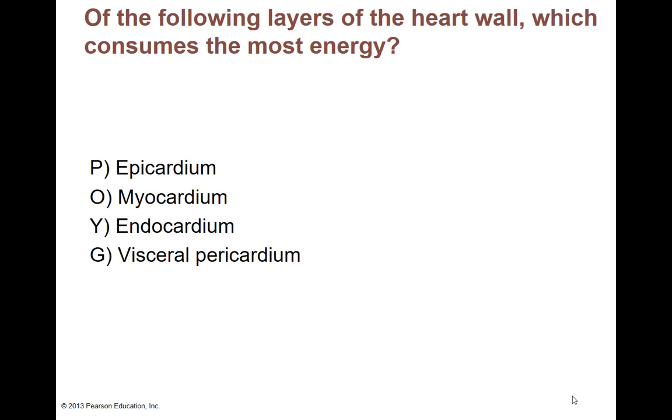Of the following layers of the heart wall, which consumes the most energy? Makes you think. Thinking what the different layers are made up of. It's the orange, the myocardium, because the myo is what? This is the muscle. So the muscle needs lots of energy to contract.